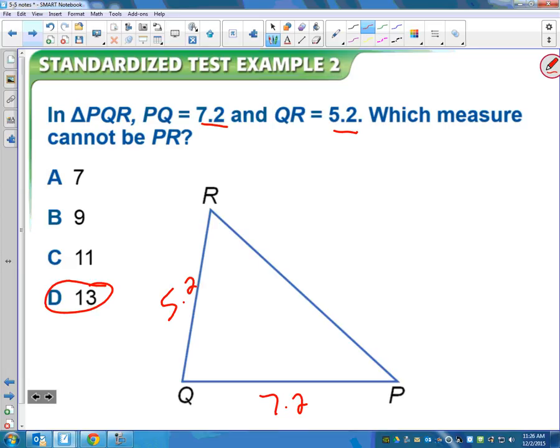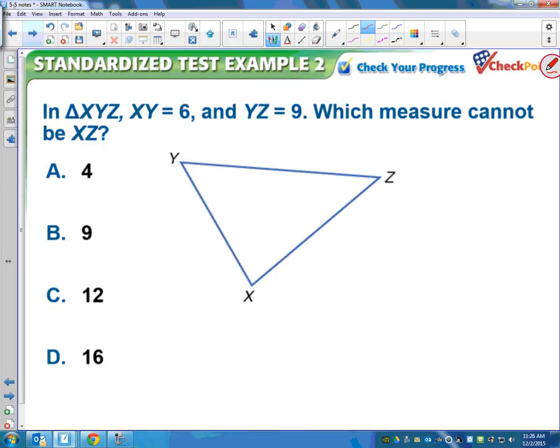Does that work on the next one? 6 plus 9 is 15, so you can't have a side that's bigger than 15.